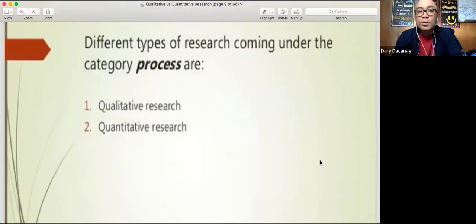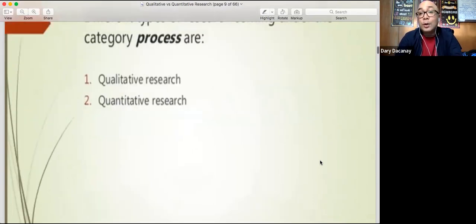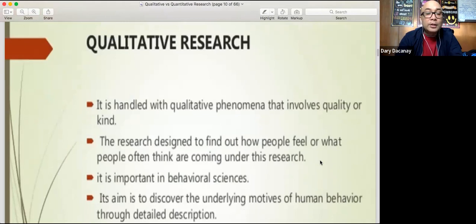Now we proceed with the different categories or processes of research. So we have qualitative research and quantitative research. In qualitative research, again, we have to go back and try to understand this process. It is concerned with qualitative phenomena that include quality or kind.